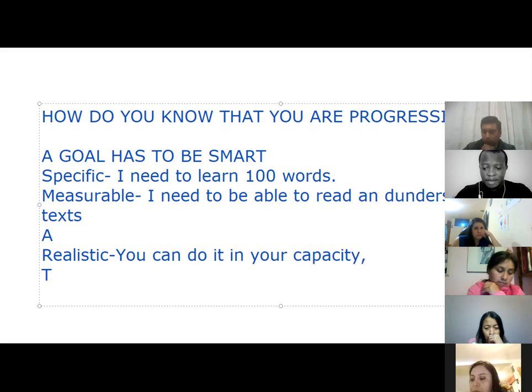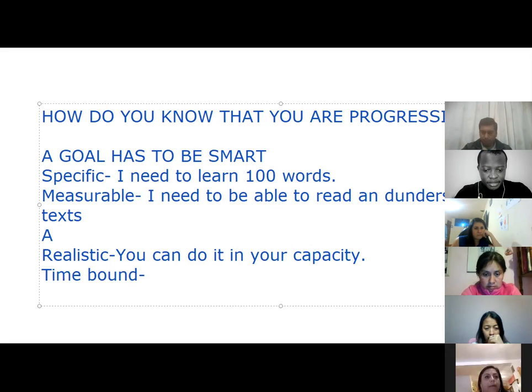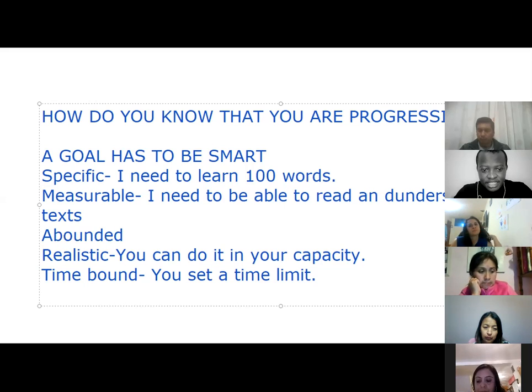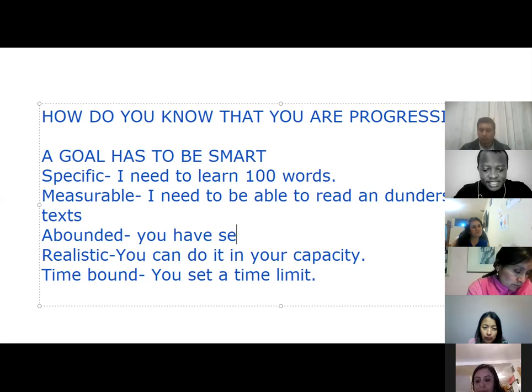You can do it in your capacity. And finally, T stands for time bound. You set a time limit for your goal. Specific, measurable, and it is bounded. Bounded means you have set boundaries to it.